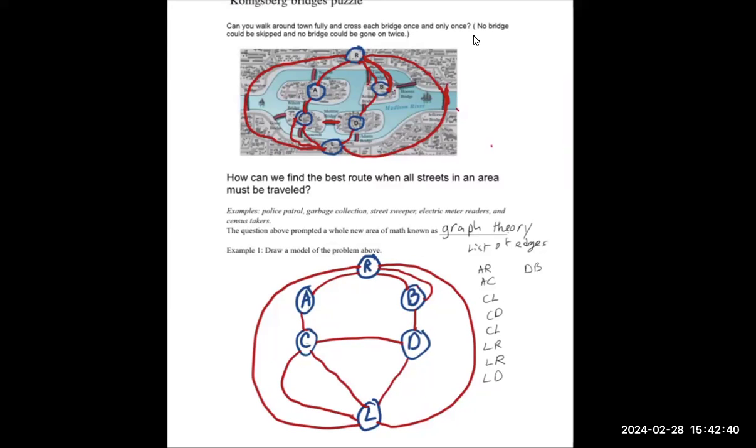And then from B, there's two RBs. And then from R, oh, we already listed the ones that connected R and L. We already listed those, so we didn't have to list them again.